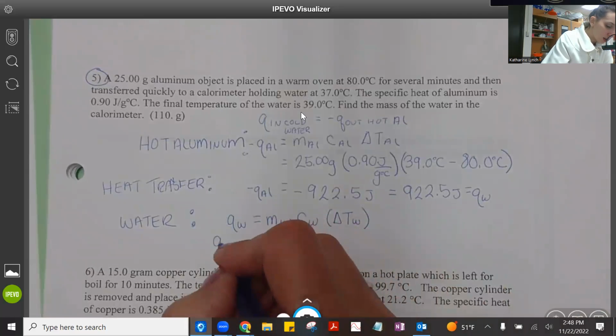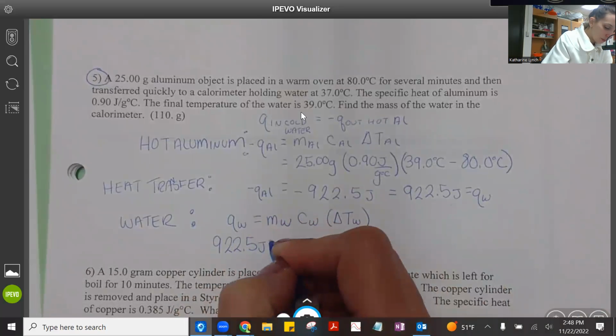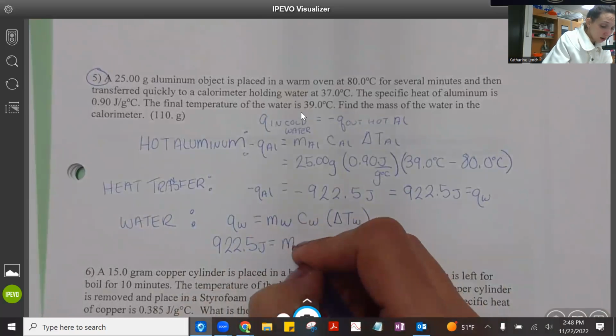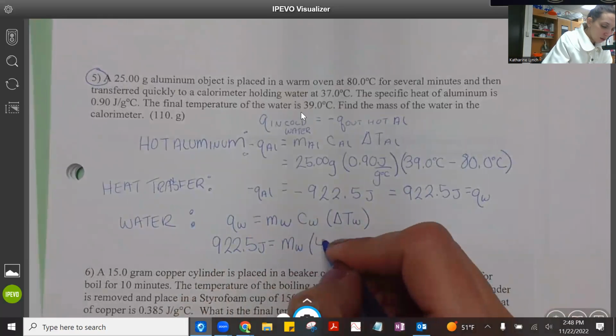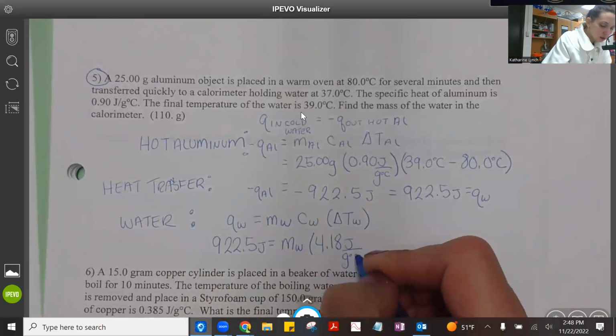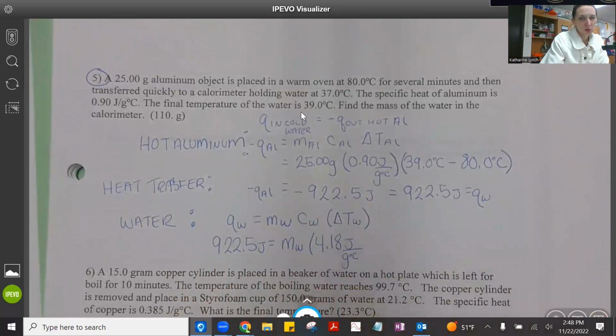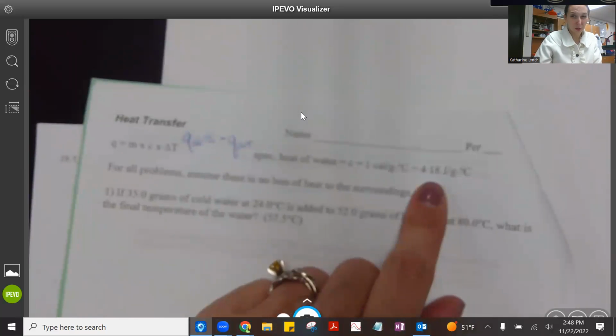So I know this is 922.5 joules of energy. I don't know my mass of water. You can put X there. I'm going to put M sub W. I know my specific heat of water is 4.18 joules per gram degree Celsius. If you want to use 4.184 joules per gram degree Celsius, that's okay too. I'm dropping that final 4 because that's what it gave me on the previous page.